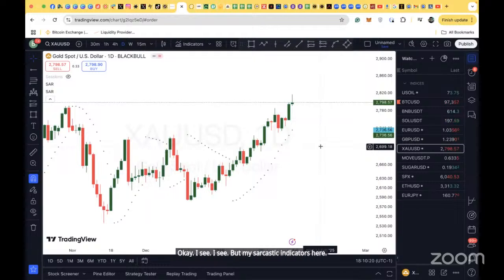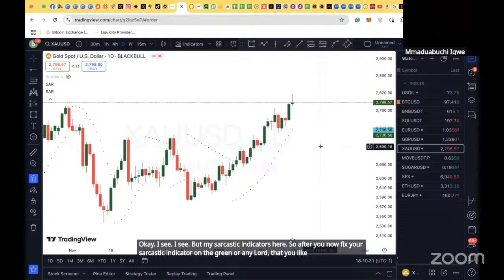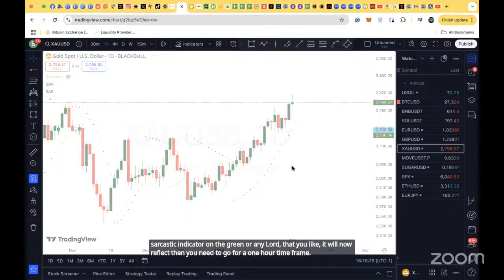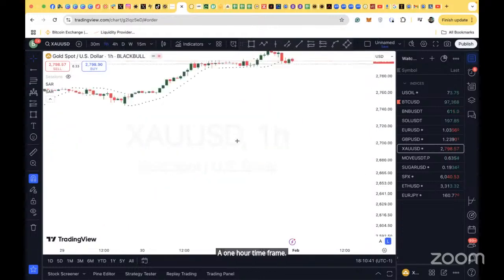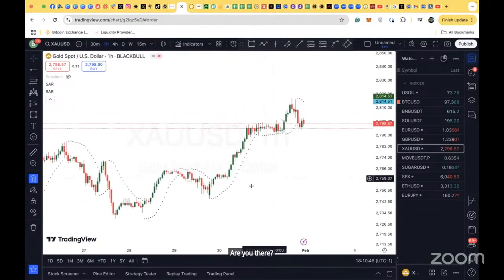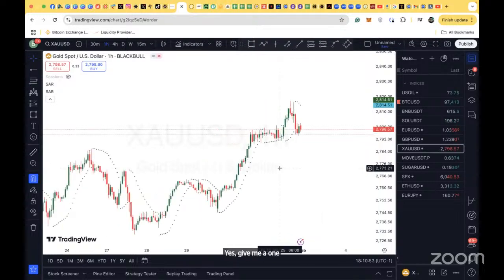So after you fix your SAR indicator on green or any color that you like, it will now reflect. Then you need to go for a 1 hour time frame. A 1 hour time frame for gold. Here we are. Yes. Give me a 1 hour time frame.